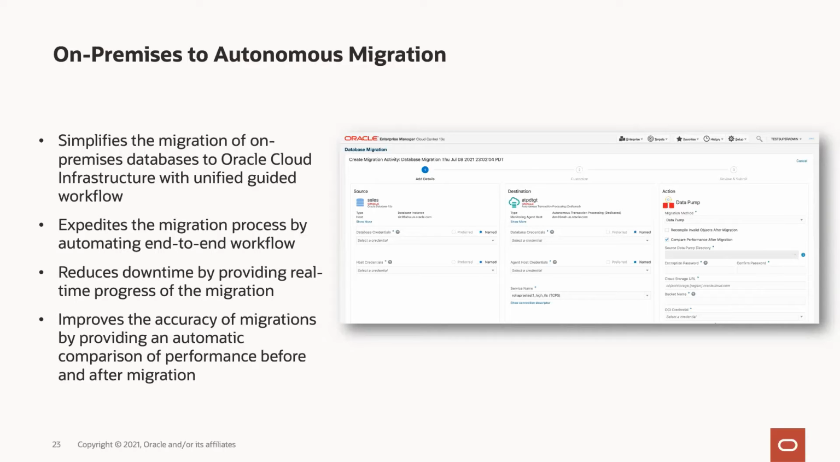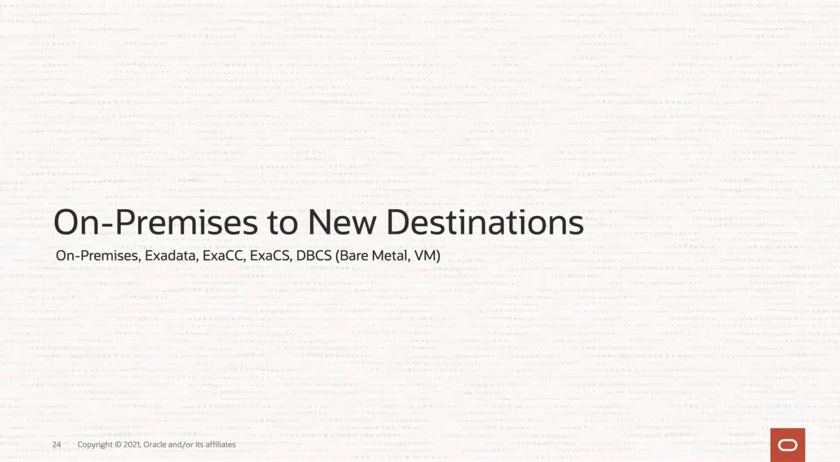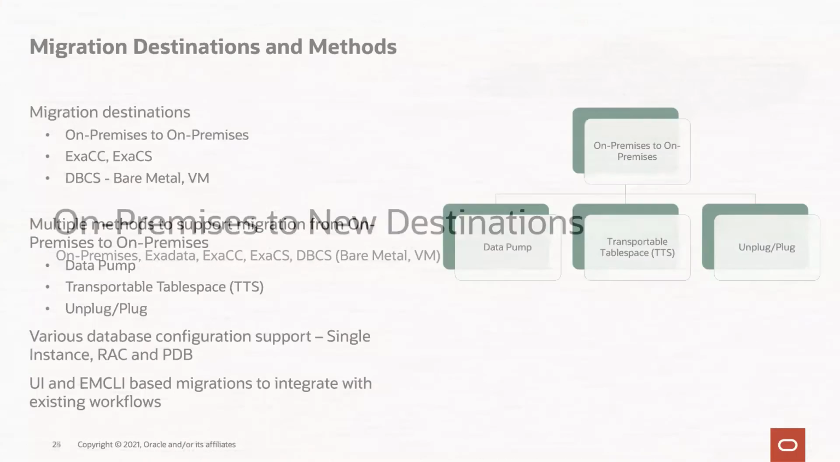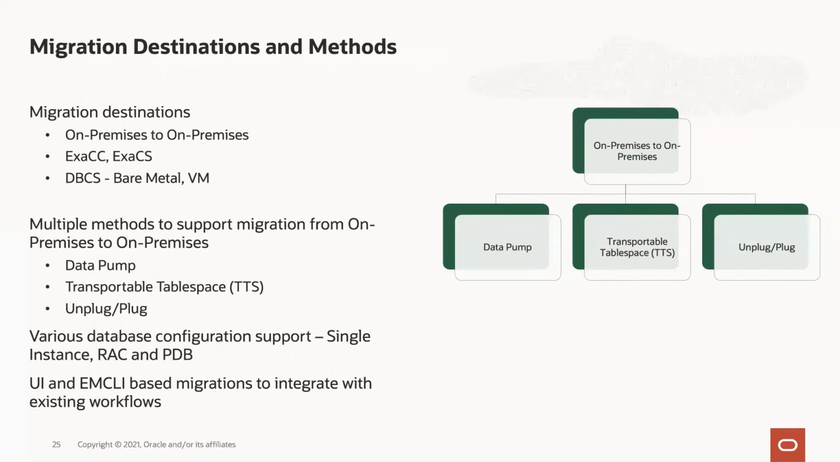Workbench also supports migrating to new destinations. So let's look at some of those. You can migrate on-premises to on-premises now. You can migrate on-premises to ExaCC, ExaCS, and also on-premises to Database Cloud Service, both bare metal and virtual machine. You can migrate single instance and pluggable databases to the destination of your choice using UI, CLI, and REST API.